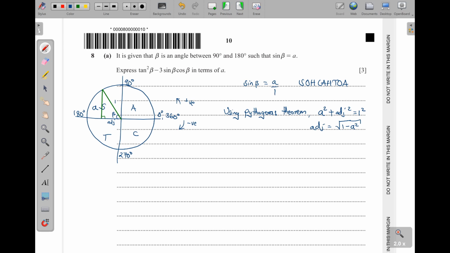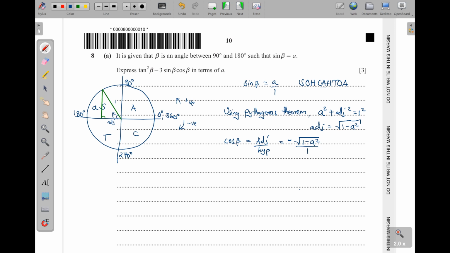Now, in the second quadrant, it is only sine that is positive. The rest are negative. So this simply implies that cos of beta is going to be equal to adjacent over hypotenuse. Your adjacent is the square root of 1 minus A squared over the hypotenuse, which is 1, but it is negative in the second quadrant.